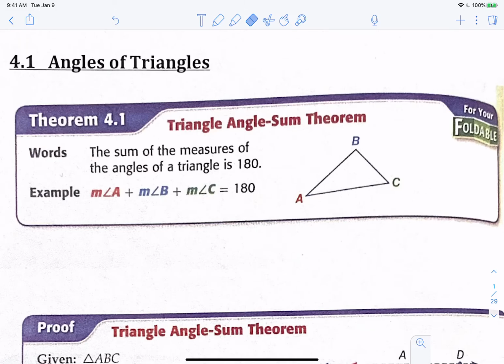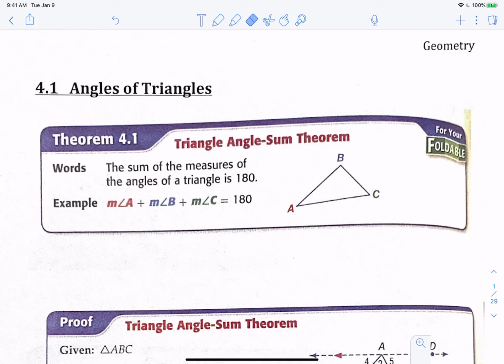All right, this is a recording of 4-1 for the people who are gone, for any reason. 4-1: angles of a triangle.